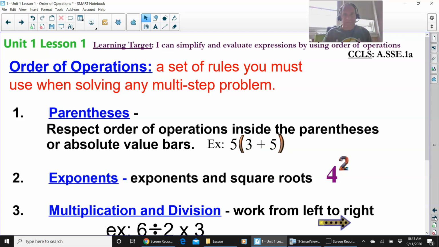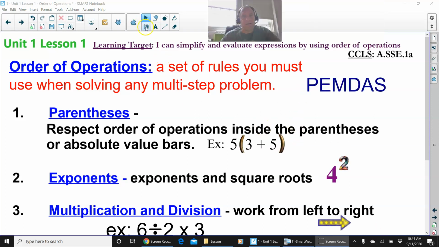That's the word that we put together to remember the order. Parentheses first, respecting the order of operations inside the parentheses or absolute value bars. So you do whatever's inside the parentheses first. In this case, you would take 3 plus 5, which is 8, and then 5 times 8, and you'd make that 40. So the answer would be 40 following those order of operations.